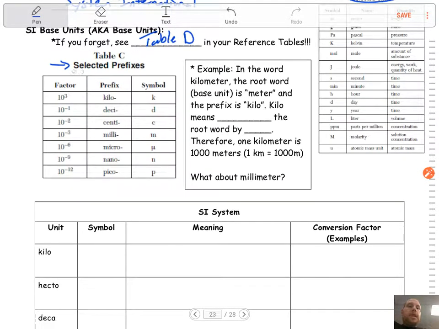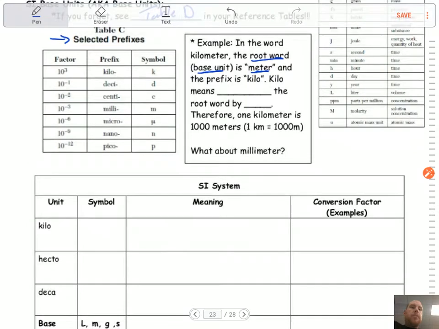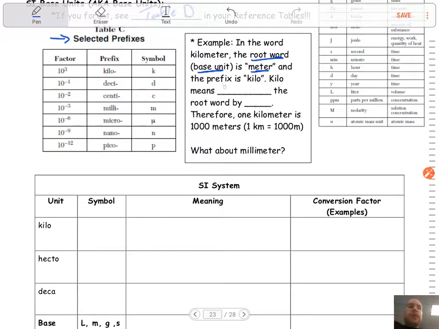So table C, prefixes for the metric system. You probably know most of these, but these are given to you. We're going to also kind of fill in some of the gaps. I'm going to show you why the metric system is actually a superior system than what we use here in America. But for example, in the word kilometer, the root word or the base unit, okay, that's that root word, is meter. So it's saying, okay, we're judging a distance. We're trying to measure that. Then there's the prefix kilo. Kilo means that you multiply the root word by 1,000.